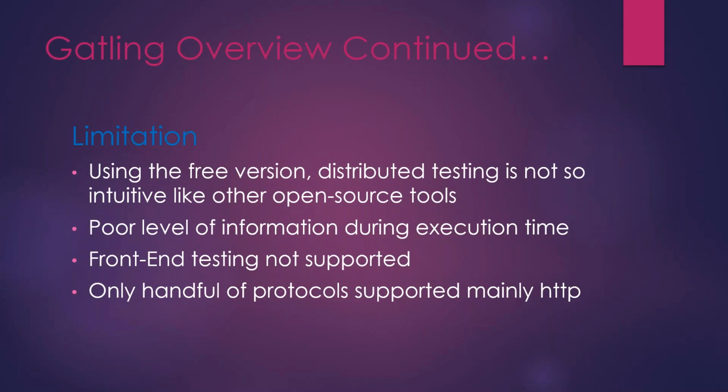So we spoke about advantages till now. Let us speak about the limitations. Using the free version, distributed testing is not inbuilt like in any other open source tool, so we have to put in some manual effort. There is a poor level of information during execution time. During execution, you can see only the number of users, the transactions passed and failed, and the error log, but you cannot see the response time over the terminal, which we see in any other tool. That's a limitation of Gatling open source. Front end UI testing is not supported to check browser rendering time and buffer time. All those things are not supported in Gatling. Only a few protocols are supported, and primarily it supports the HTTP protocol.